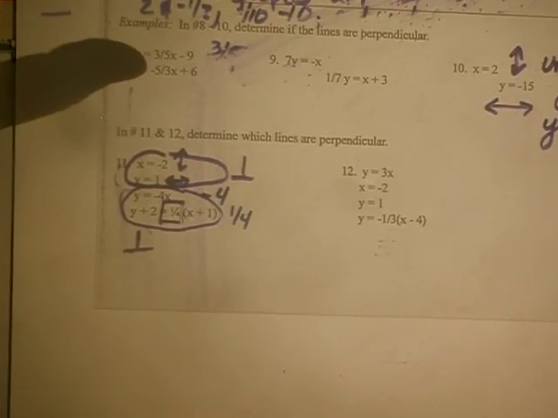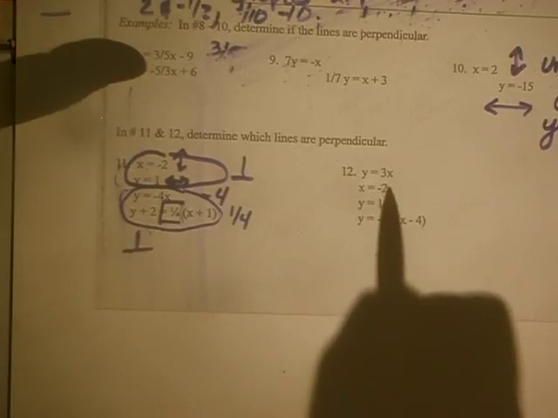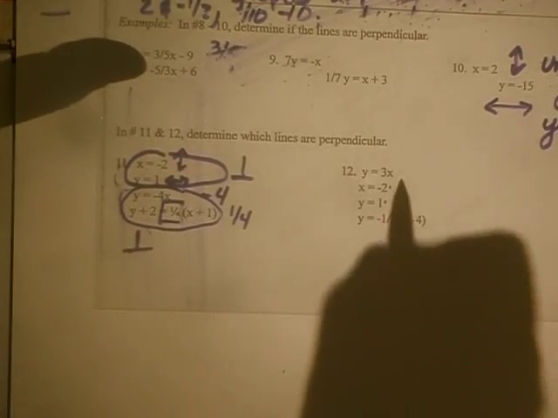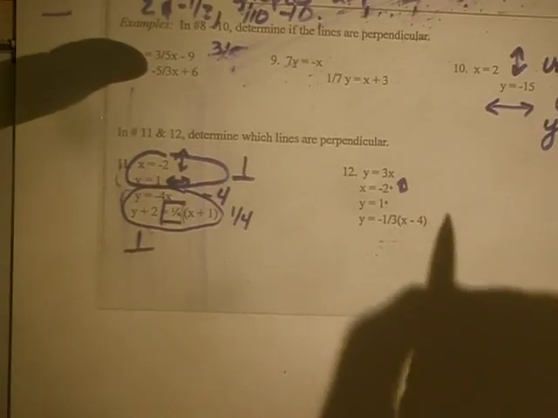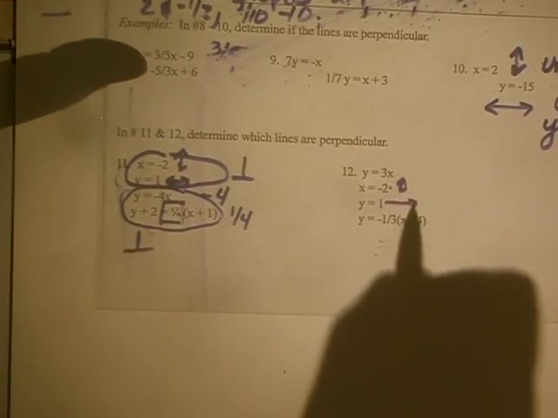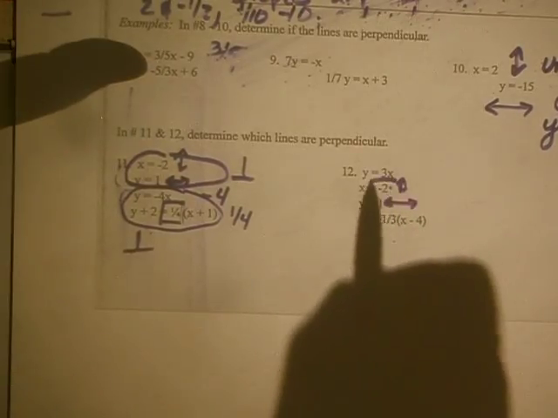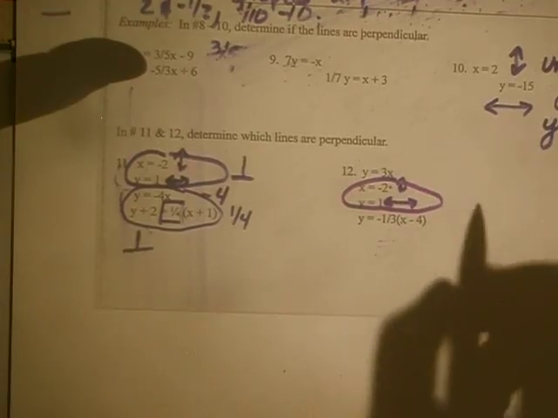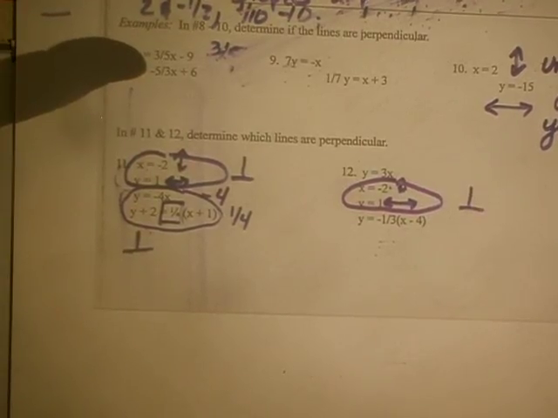Question number 12. Again, we have a vertical and a horizontal line. X equals 2 is vertical. Y equals 1 is horizontal. So those two are perpendicular.